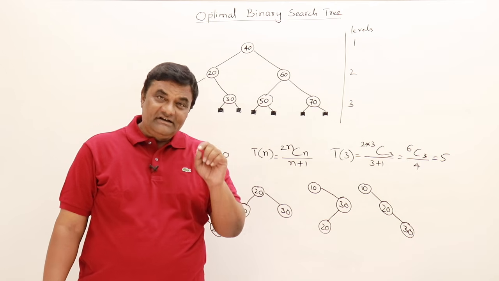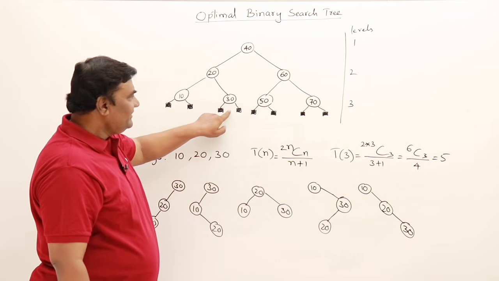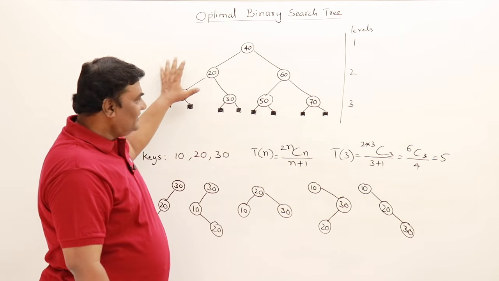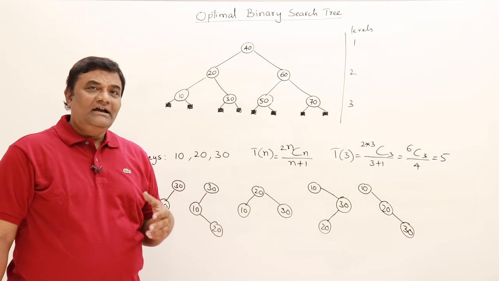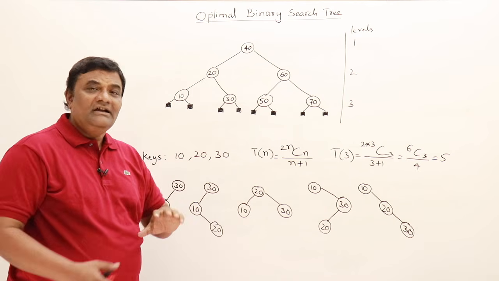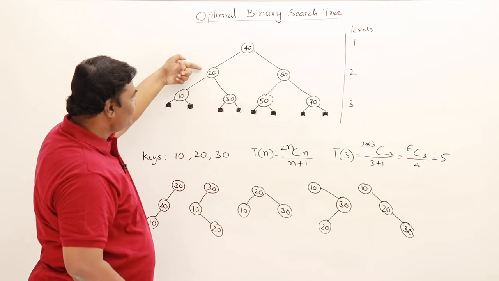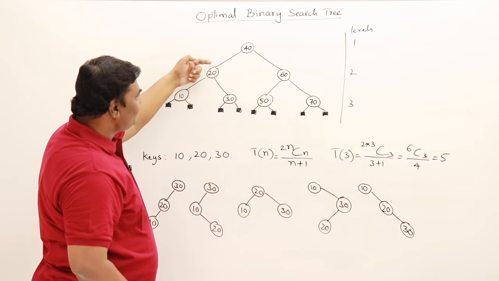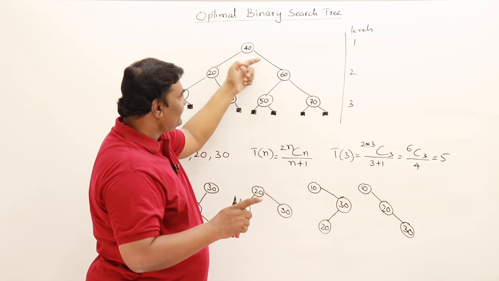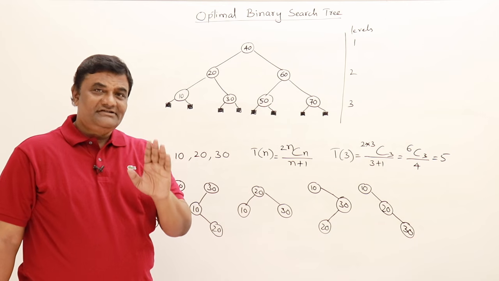Now for searching for 30, how many comparisons have we done? 1, 2, 3. So the element is found in 3 comparisons. If you check total, I have 7 elements. And among those 7 elements, searching for 30 has taken 3 comparisons. Let us observe what about others. If I am searching for 10, it will take 3 comparisons. And for 20, it will take 2 comparisons. And for 40, it will take only 1 comparison. 30, 3 comparisons. 60, 2 comparisons. 50, 3 comparisons. So what is the maximum comparison? The maximum comparisons are 3.